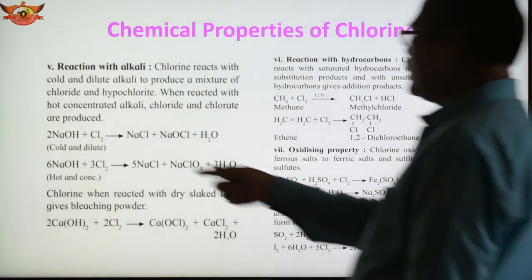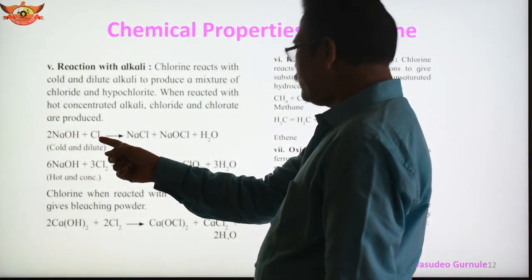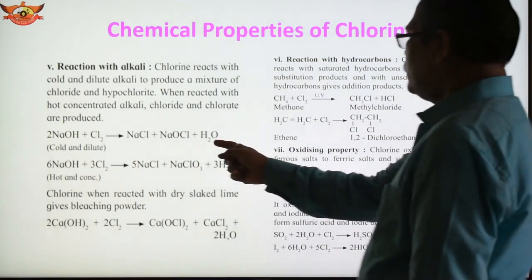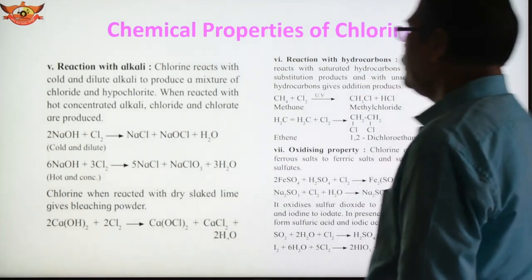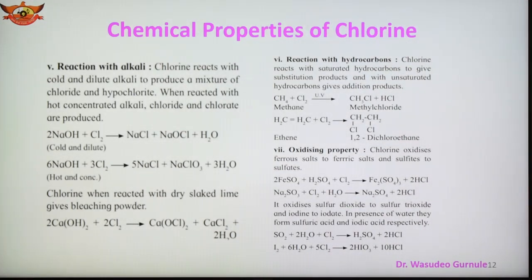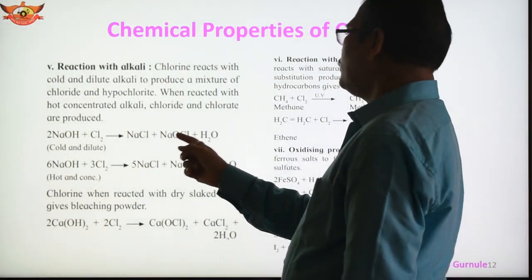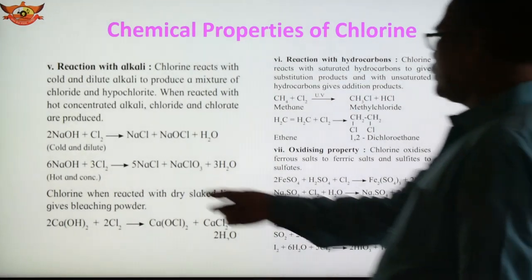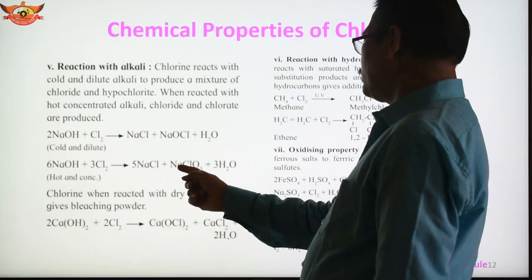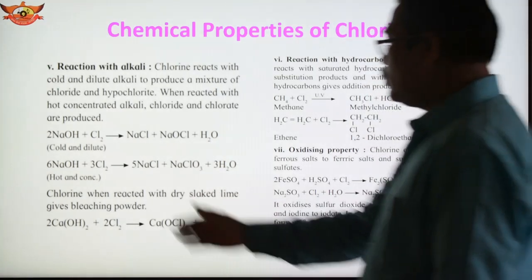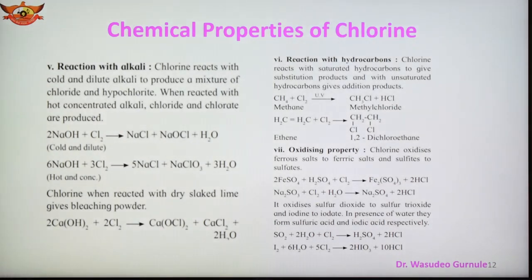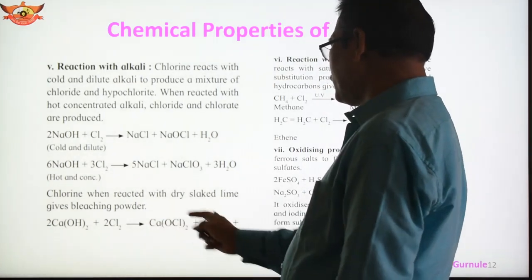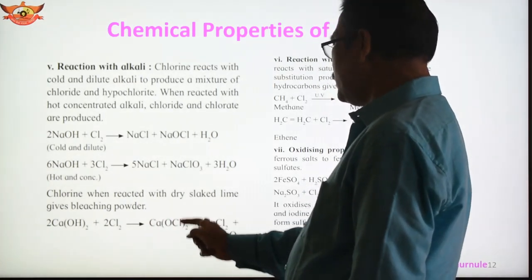When chlorine reacts with cold and dilute sodium hydroxide, it forms sodium chloride and sodium hypochlorite, and water is released. So this is the chloride and this is the sodium hypochlorite. When it reacts with hot and concentrated sodium hydroxide, it forms sodium chloride and sodium chlorate, and water is released. Chlorine also reacts with dry slaked lime, that is calcium hydroxide, and forms bleaching powder. Bleaching powder is a very useful material for the purification of water. This is the CaOCl2 bleaching powder.